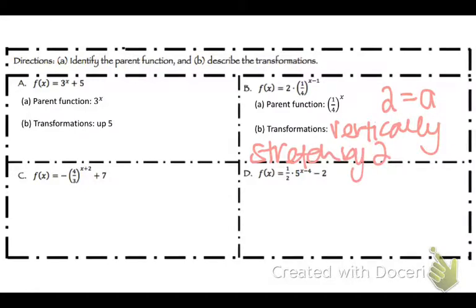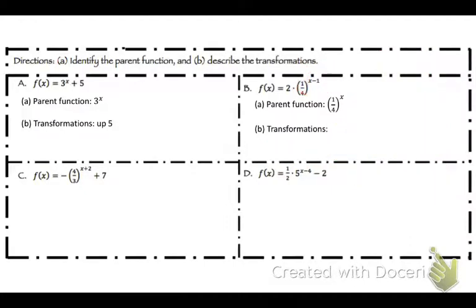Okay, and then we have this x minus 1 right there. So x minus 1, it's opposite of what you think. So h equals 1. You would think negative 1 moves it to the left, but it's always opposite of what you think. So that's going to go right 1. Okay. So it's vertically stretched by 2, and it goes right 1.